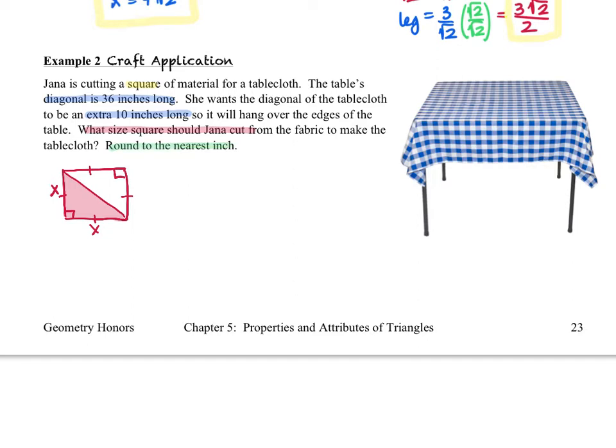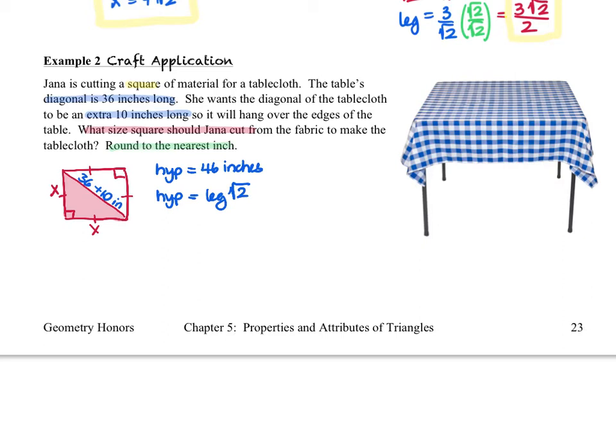Okay, next item, let's go ahead and put in what the diagonal length is supposed to be. We know it started out as 36 inches, but we also know it's going to be 10 inches longer than that, so it can hang over the edges of the table. So it's going to be 46 inches long. This is a perfect place for us to include the relationship that we know between the leg and the hypotenuse of a 45-45-90 triangle.